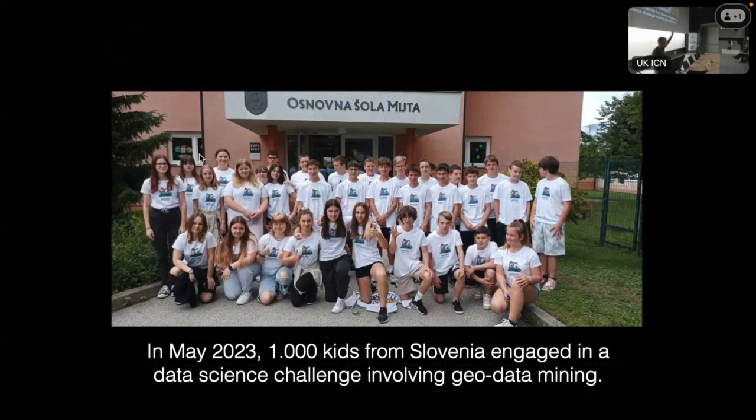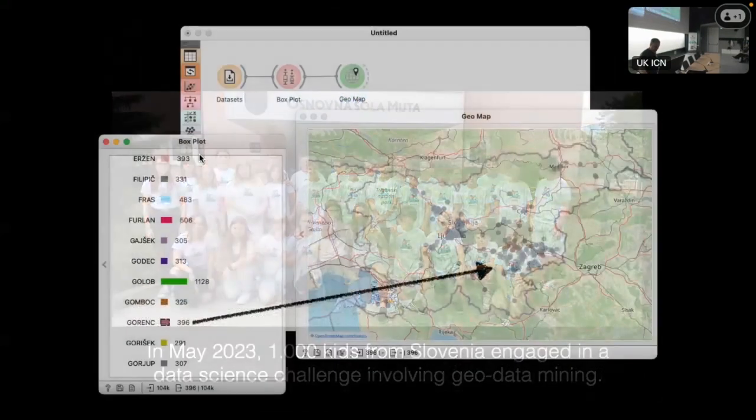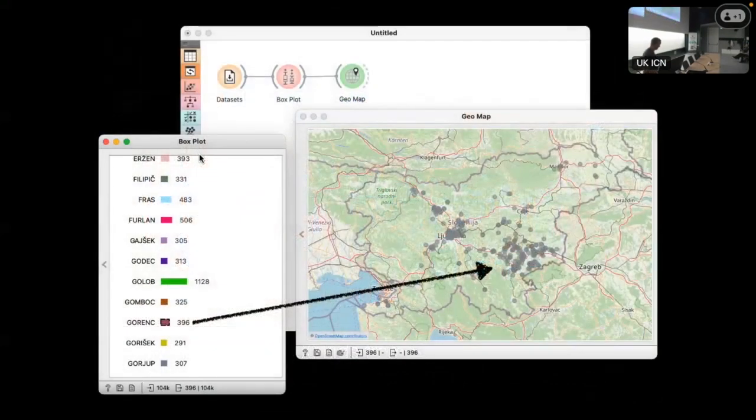So a list of 200 surnames with a geolocation, not an exact location, but basically municipalities, and the kids needed to actually figure out where the common surnames in Slovenia are.